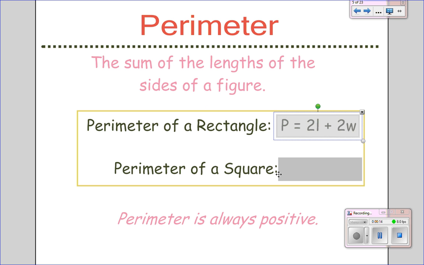So the perimeter of a rectangle can be represented by 2 times the length plus 2 times the width, because if you think of a rectangle, there are 2 lengths, so length plus length is 2L, and there are 2 widths, and W plus W is 2W.